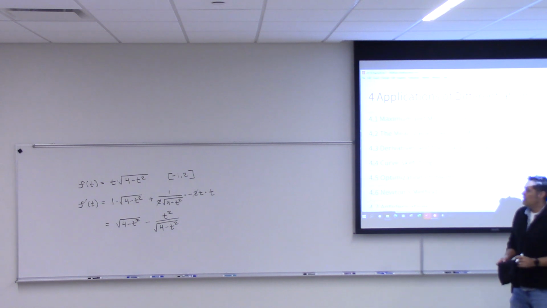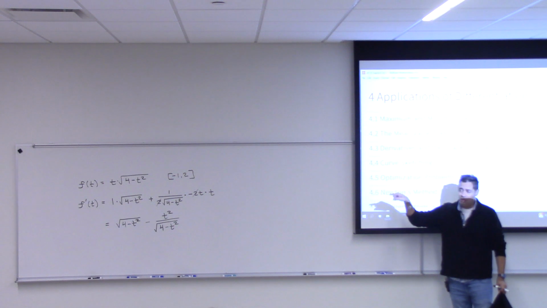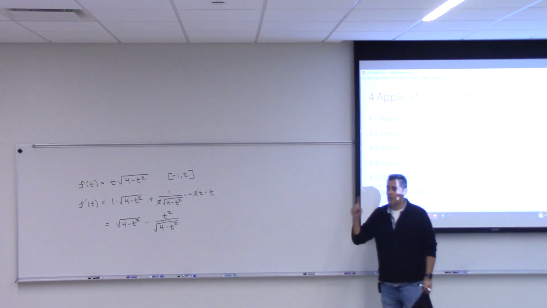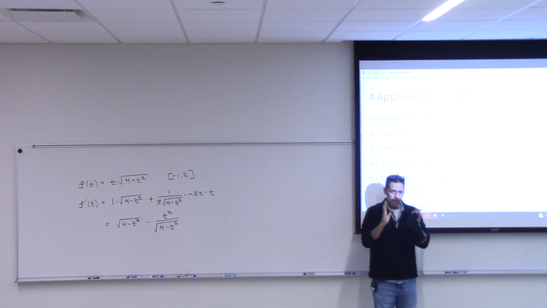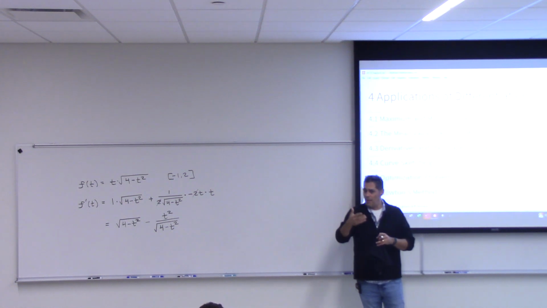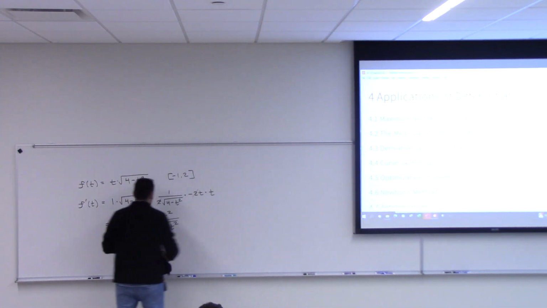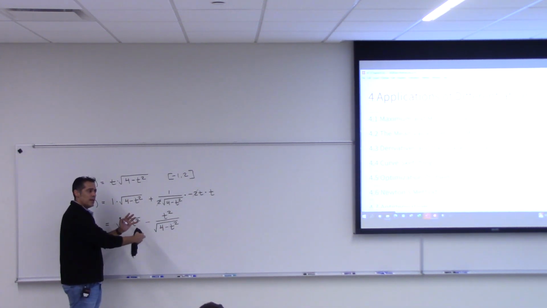Yeah? Okay, now I'm going to eventually have to set this equal to 0, right? So to set this equal to 0, I should probably turn it into a single fraction. That way I can use the idea that a fraction can only be 0 if the top is 0, right? So to get this into a single fraction, I need a common denominator between these two so I can put them together.